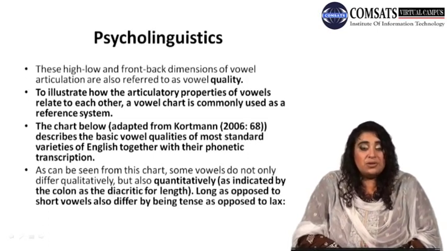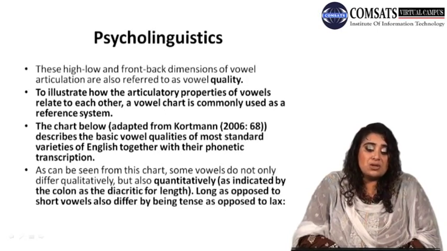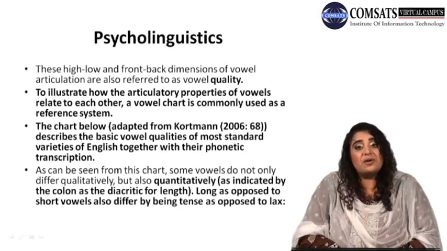The chart below, which I am going to show on the next slide, adapted from Courtman 2006, page 68, describes the basic vowel qualities of most standard varieties of English together with their phonetic transcriptions. As can be seen from this chart, some vowels do not only differ qualitatively but also quantitatively, as indicated by the colon as the diacritic for length. Now, long as opposed to short vowels also differ by being tense as opposed to lax.